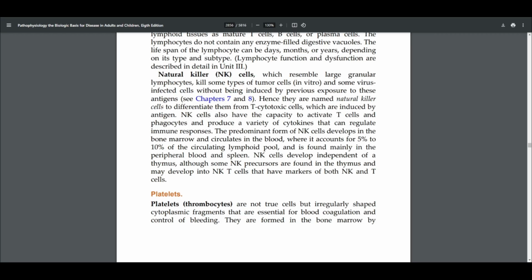The predominant form of natural killer cells develops in the bone marrow and circulates in the blood, where it accounts for 5% to 10% of the circulating lymphoid pool, and is found mainly in the peripheral blood and spleen. Natural killer cells develop independent of a thymus, although some natural killer precursors are found in the thymus and may develop into natural killer T cells that have markers of both natural killer and T cells.